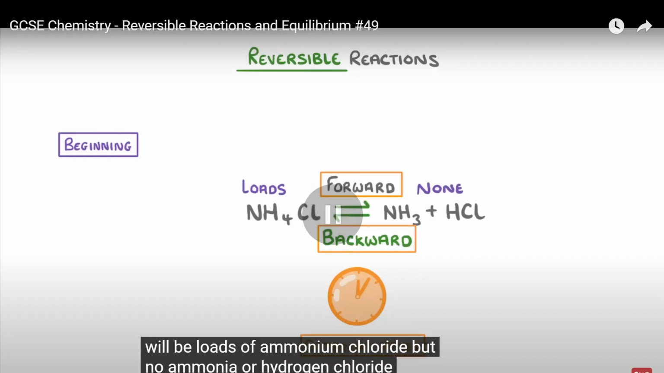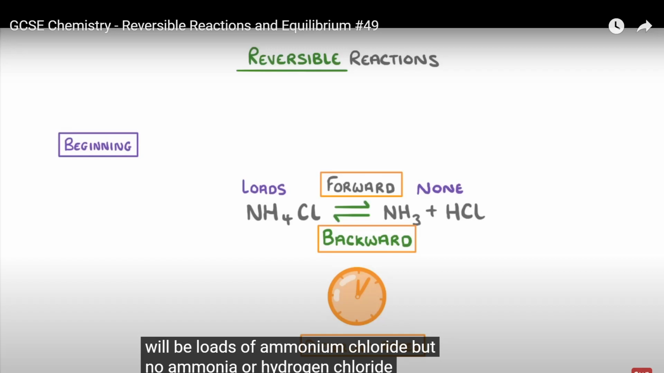hydrogen chloride. So when they're saying at the beginning of the reaction, if we have loads of ammonium chloride, what we're saying is we've placed some ammonium chloride into a closed system, and we have placed no NH3 or HCl into that system. So we're just starting with reactants. What can you say about the forward rate compared with the reverse rate here?